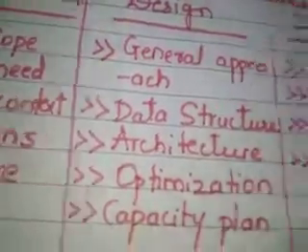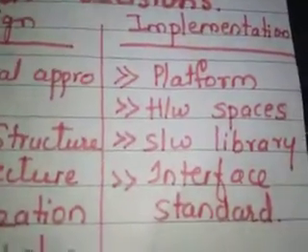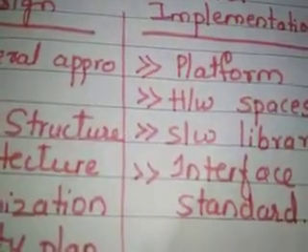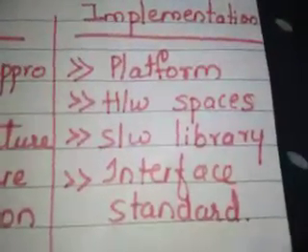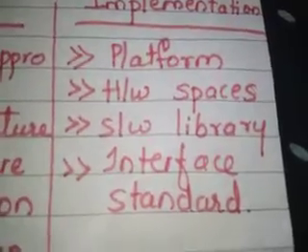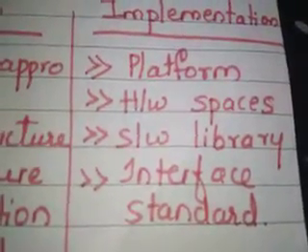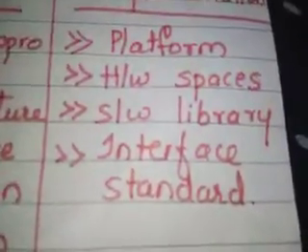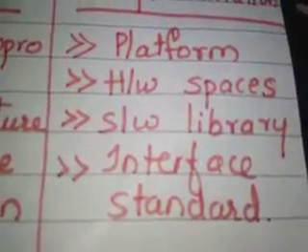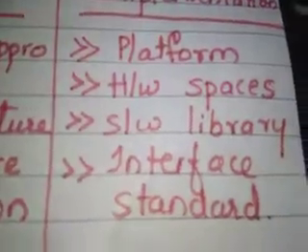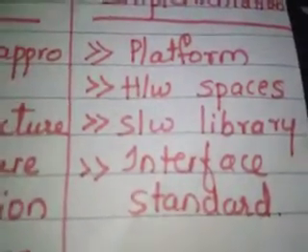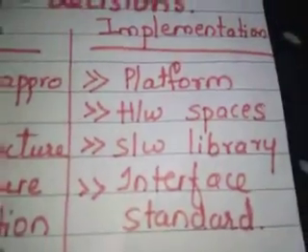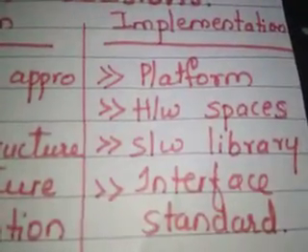Next is implementation: on which platform you want your application to run, and what the hardware parts are that are to be developed. You have to decide about the programming language and the libraries that have to be included when you start coding. Next, the interface standards you will follow when you create a user interface for accessing that software.